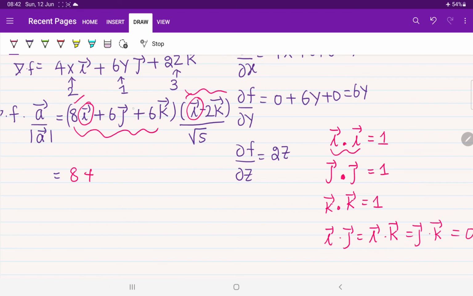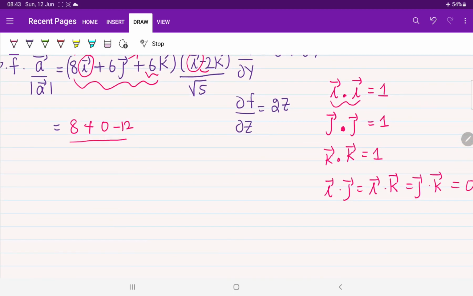Similarly, j dot j: in the first case we have 6 times j, whereas in the second case j is not there. It means it will be 0 times j vector. Now tell me, what is the product of 6 into 0? It will become 0 only, plus. Third one, here we have 6, here we have minus 2, that is the coefficient of k vector. 6 into minus 2 will become minus 12. So let me replace it by minus 12.